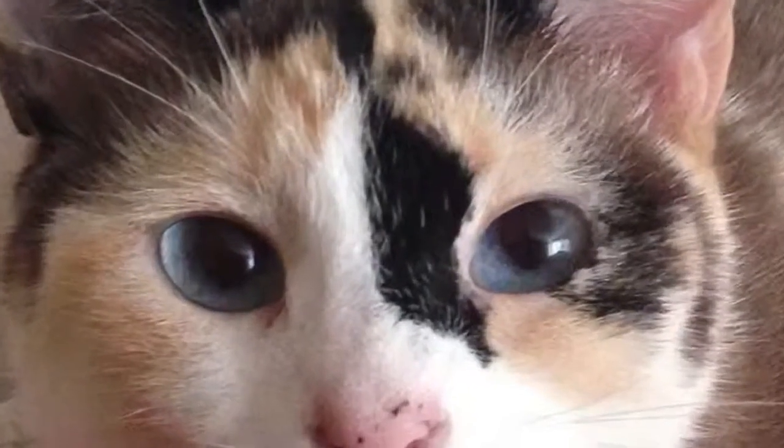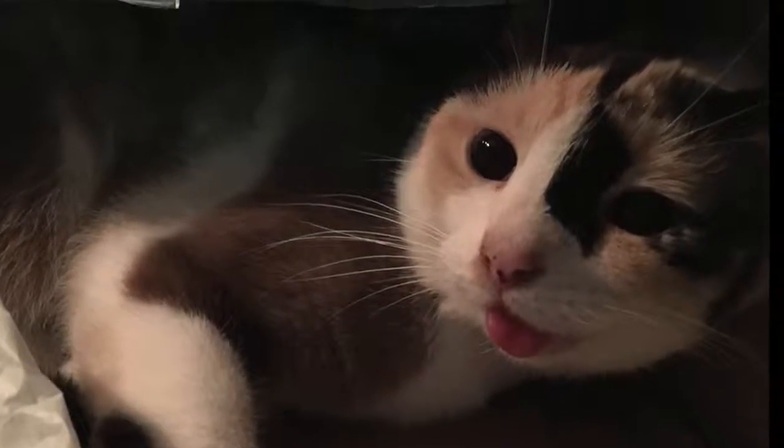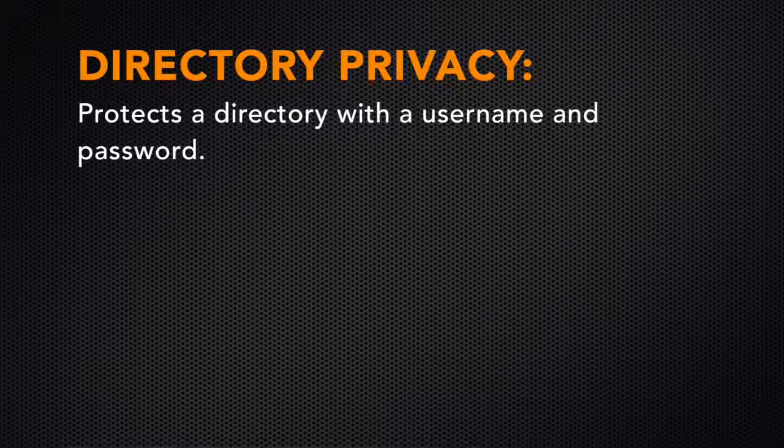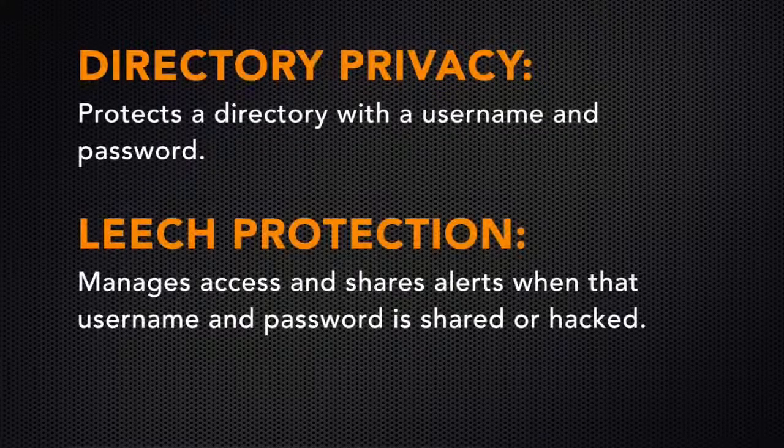Let's say that you've got a lot of photos that you want to share with a client, but you only want that client to be able to access the photos. Directory privacy allows you to force a visitor to enter a username and password to view a directory's contents. Sometimes, people share those accounts with others when they're not supposed to. Leech protection allows you to manage access for a username in order to prevent users from sharing accounts and to track when they do.